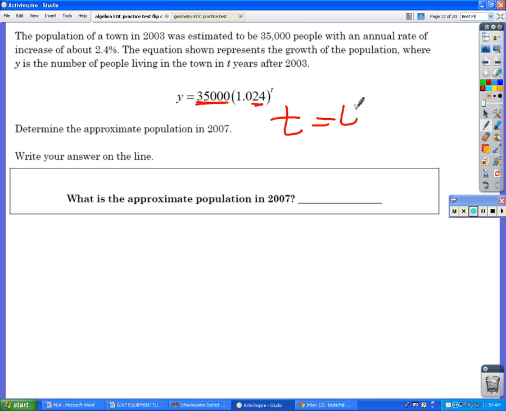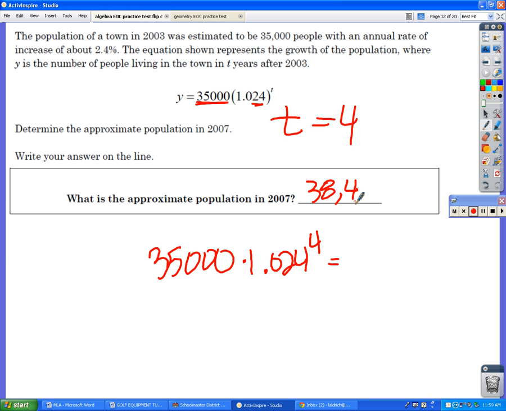Then you just plug in 4 for t, and this is a calculator problem. 35,000 times 1.024 to the 4th. Did anybody get that one right? 38,482. Okay, now we're talking about people.